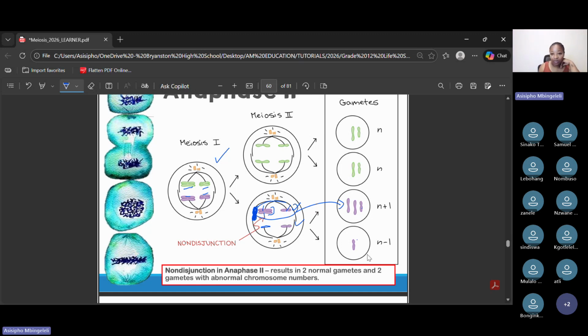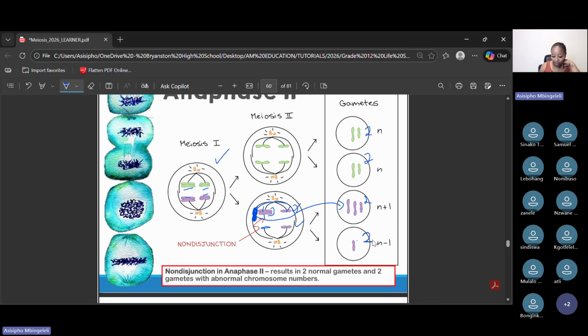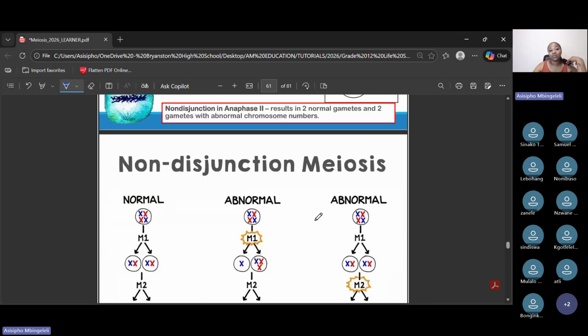Okay, and then this one, what does it have? It has 1 chromosome. So it's supposed to get 2, 2, 2, 2. But we're no longer having 2. We're having 2 plus 1, meaning 3. And here we're having 2 minus 1. N is the supposed haploid number. That's why you're having N minus 1. So we're supposed to have 2, but 1 is not there. So it's minus 1, meaning we're only having 1 chromosome. Now that is what is happening.